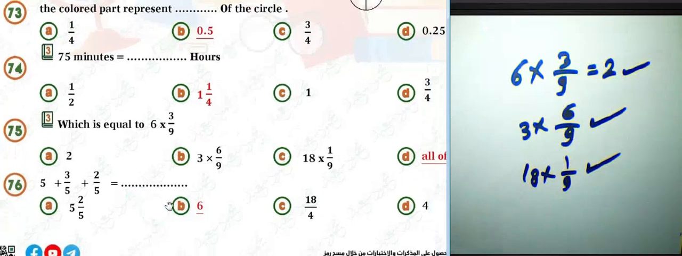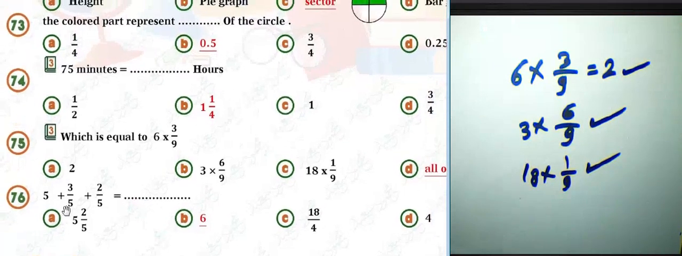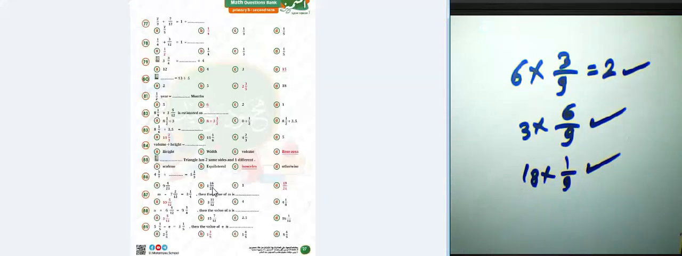Okay, question 76. 5 plus 3 over 5 plus 2 over 5. We know 2 over 5 plus 3 over 5 equal 5 over 5. 5 over 5 equal 1. 1 plus 5 equals 6. Choose letter B.